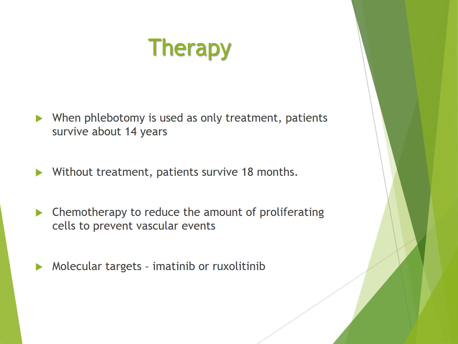Treatment of choice for PV is a therapeutic phlebotomy at a frequency necessary to maintain the hematocrit at less than 45%. Low-dose aspirin has also been shown to minimize any thrombosis, and alkylating agents or chemotherapeutic agents have also been used to reduce any proliferating cells. There have been newer treatments or molecular targets that provide JAK inhibitors to patients and have found very good results.